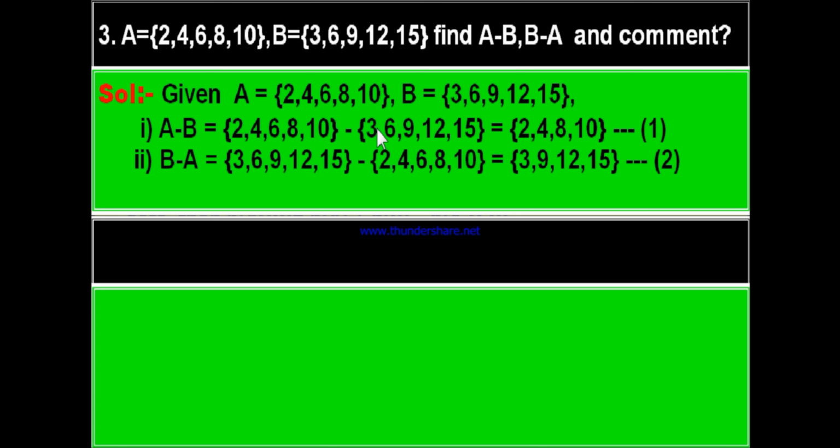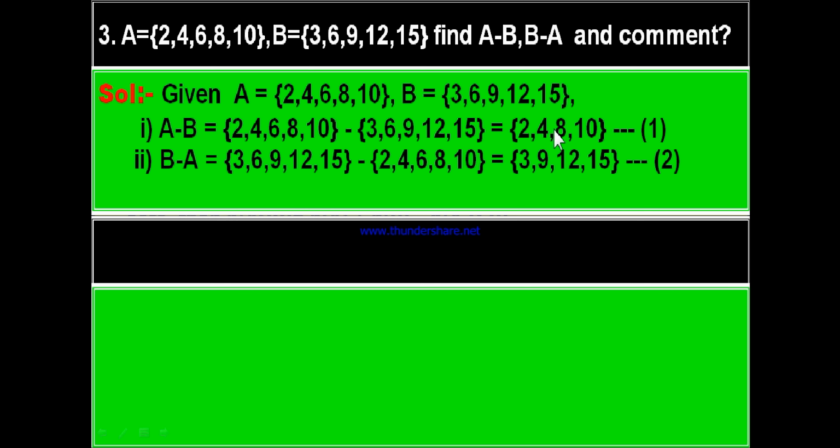Similarly, in the first case also, cancel the common elements from both the sets. 6 is common, so cancel it. Then what is left in the first set? 2, 4, 8, 10. Therefore, A minus B is the set {2, 4, 8, 10} and B minus A is the set {3, 9, 12, 15}. Like that also you can find A minus B and B minus A very easily.